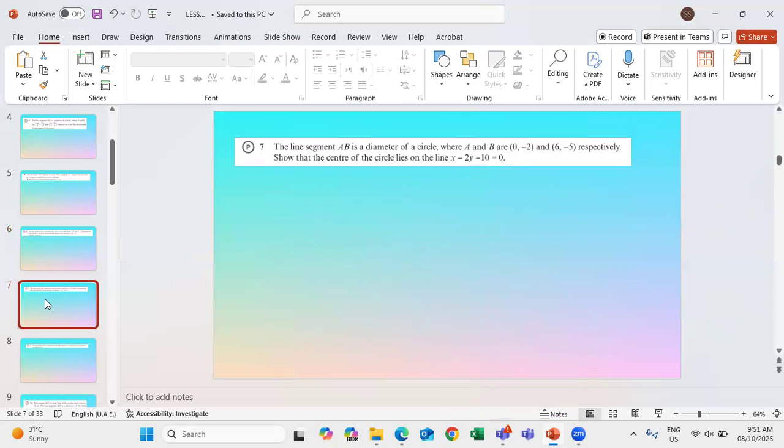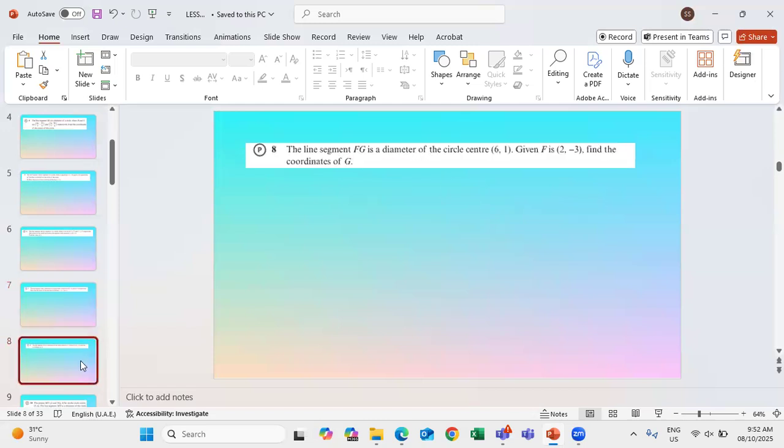Then in this question, the line segment again is the diameter, and we have to show that the center lies on this line. So if you have to show this, you need to find the center and put it in the left side, and the right side is 0. So the left side should come out 0. It should be coming out 0 for this particular question, because they said show that. They are not asking whether it is lying or not. If the question were whether the center of the circle lies on the line, we would have two alternatives, yes or no. But here they are saying show that, so it must lie on it.